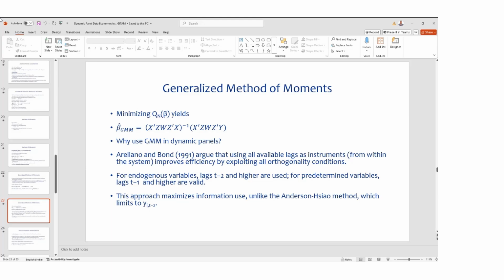Arellano-Bond argue that using all the available lags as instruments improves the efficiency of the model. This is what we were discussing. Why are we doing this? We are using all the instrumental variables. We cannot replace X with instrumental variables; we need to incorporate them into the model. So this is the way we incorporate them to get the beta coefficient. Is that clear? Yes or no? At least understood the intuition behind the model?